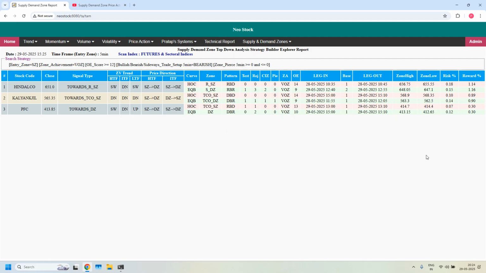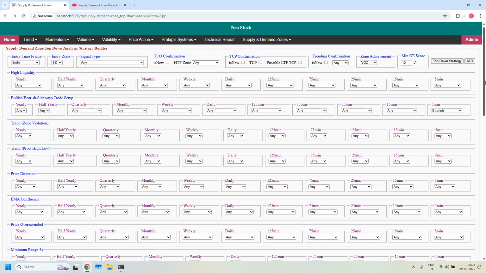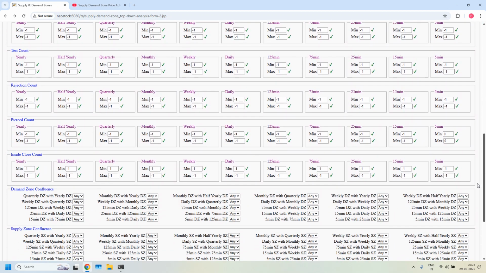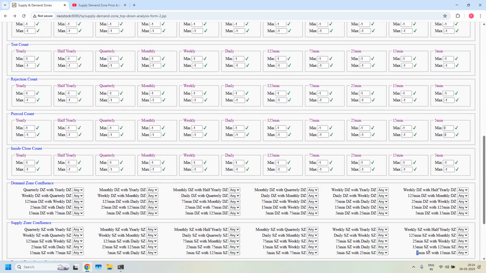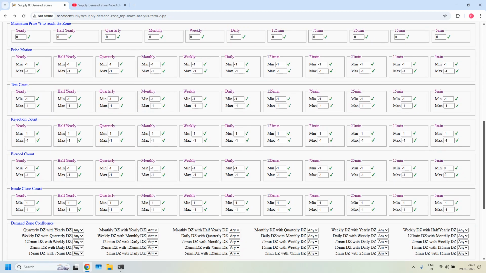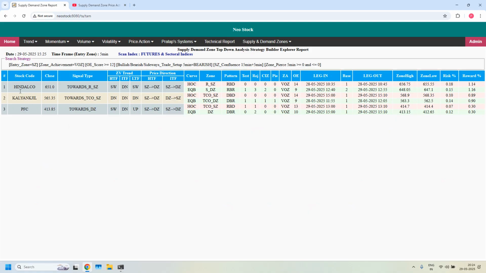Out of these 3 5 minute supply zones, let us verify high probability trade setup zones if any. First filter is 5 minutes and 15 minutes supply zone confluence. LTF and ITF supply zone confluence. With this filter, all 3 are filtered. That means in all the 3, these 5 minute supply zones overlapped with the 15 minute supply zone.